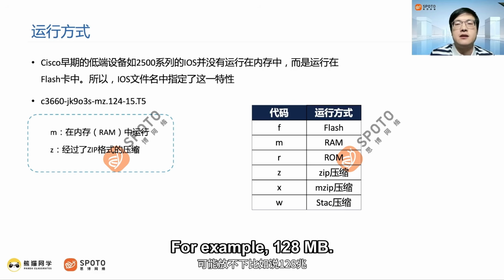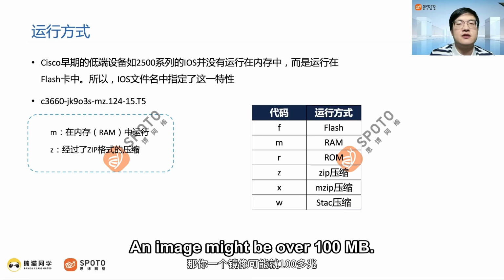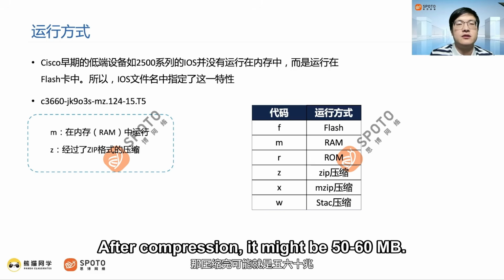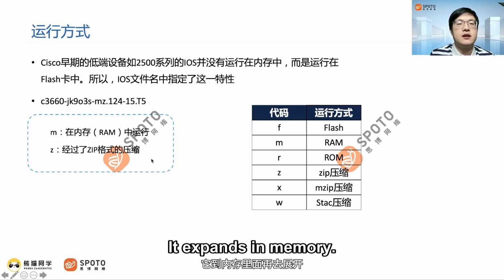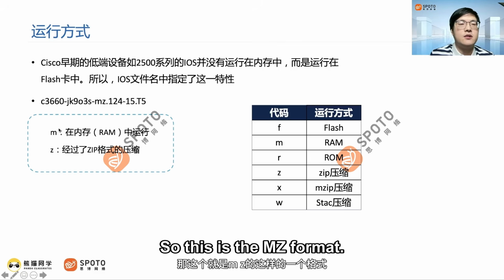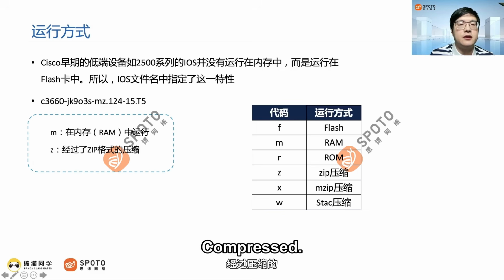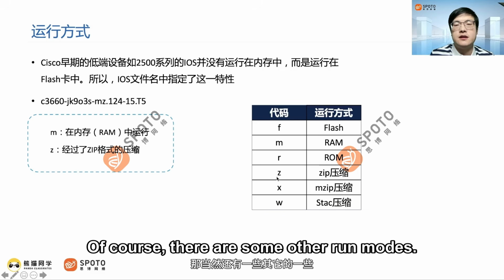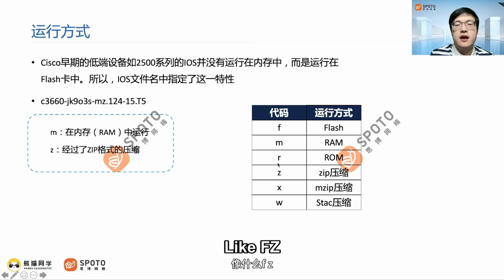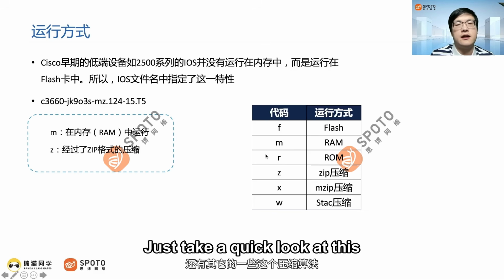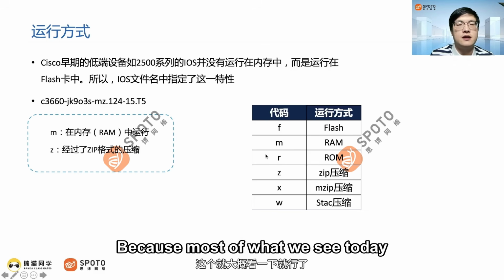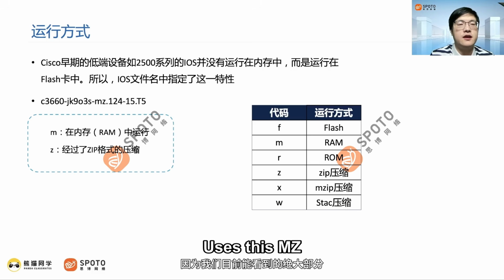For example, an image might be over 100 megabytes. After compression, it might be 50 to 60 megabytes. Then you can drop it in. It expands in memory. Then it decompresses. So this is the MZ format. Generally, images we download are compressed. Of course, there are some other run modes, like FZ, this MX, and other compression algorithms. Just take a quick look at this, because most of what we see today uses this MZ.